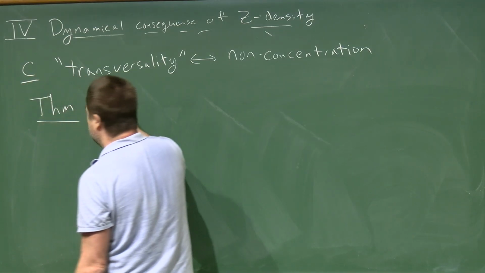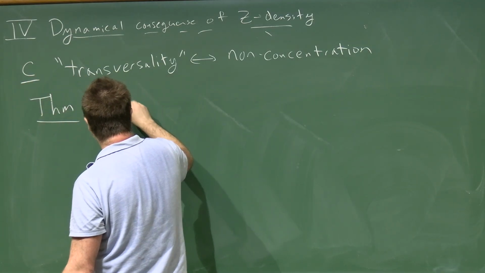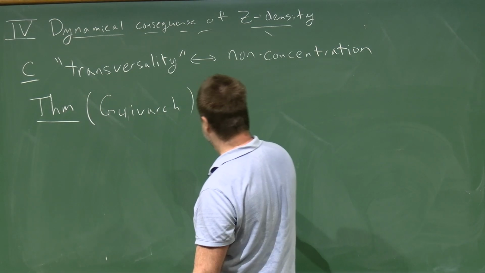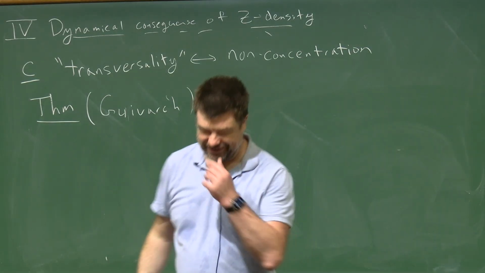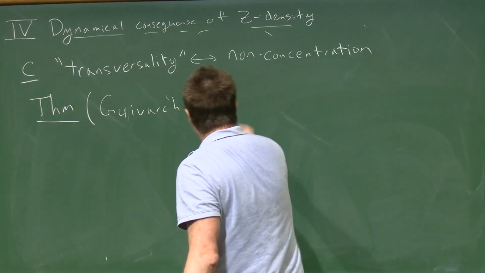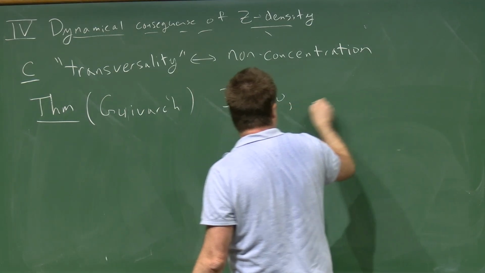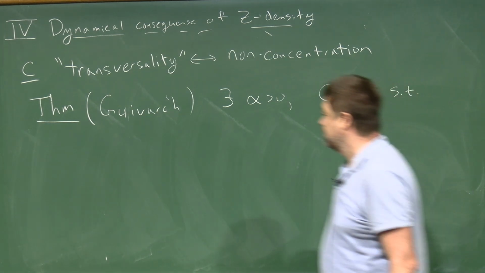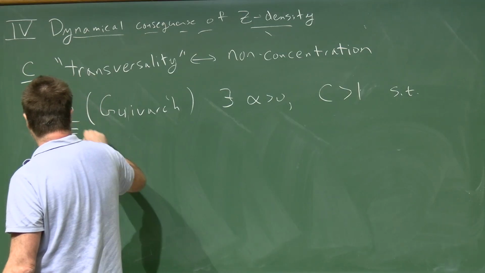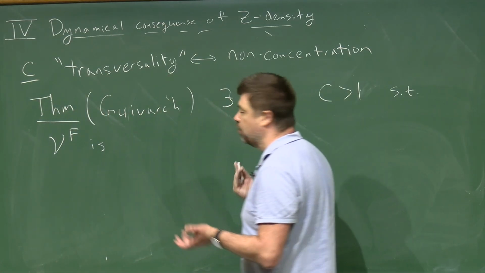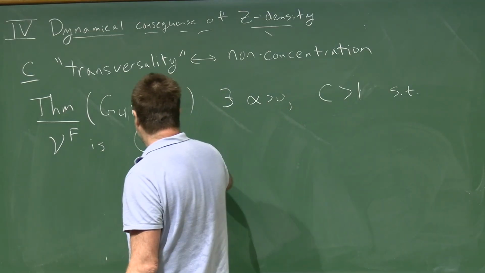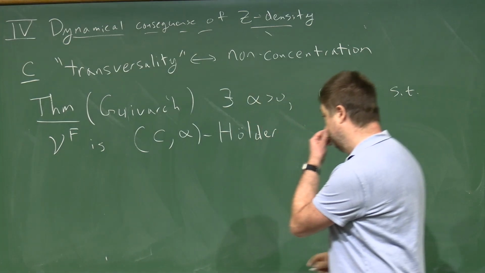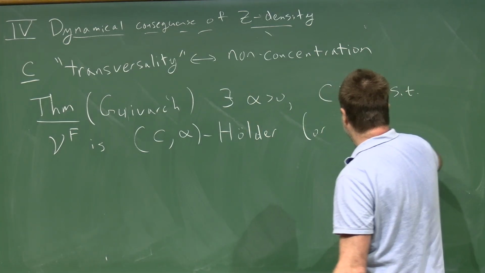So here's a theorem. I'm not exactly sure who to attribute it to, but I think the most general version of this was due to Guivarc'h. So there exists an alpha positive and a C positive, maybe C bigger than 1, such that this measure is C alpha Hölder. Or sometimes this is called the Frostman property.